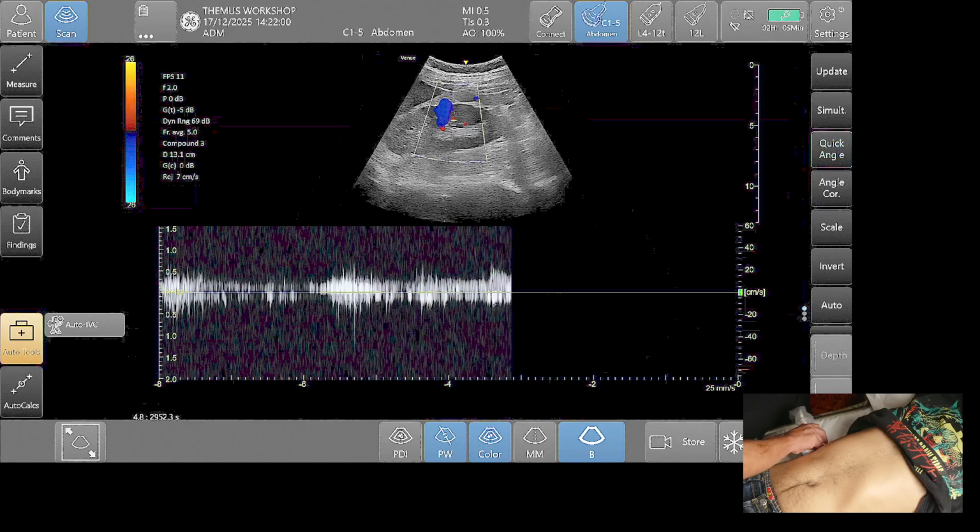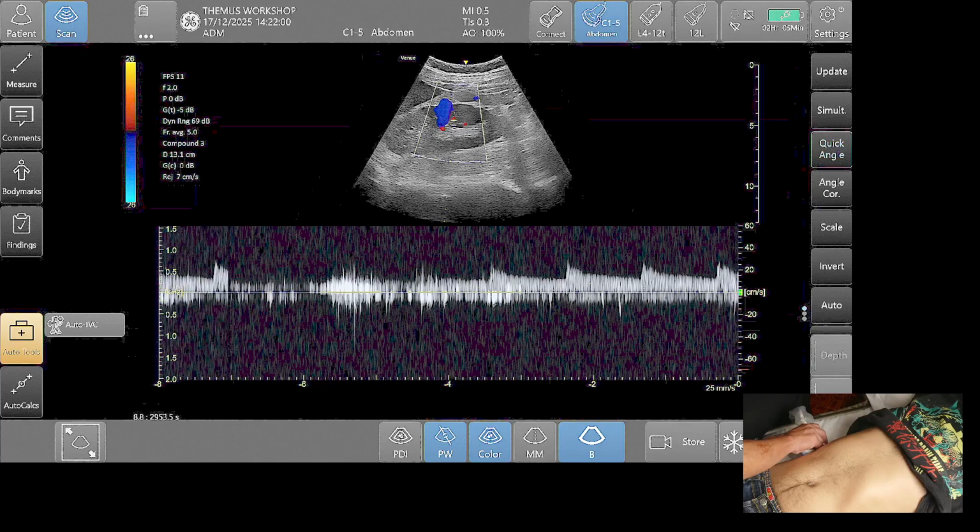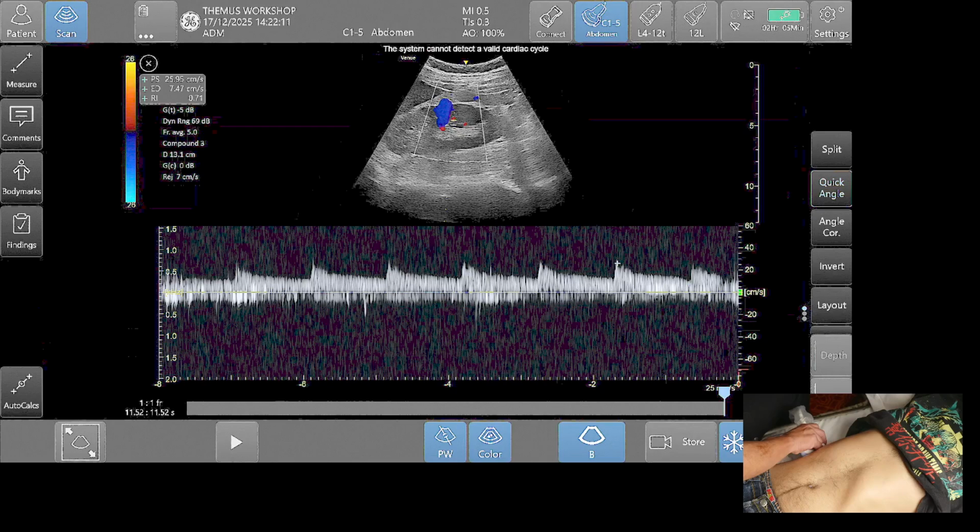So that's why this view is sometimes more challenging. Right here, we can sample both the renal artery and the vein, right? Venous flow will be continuous, and the arterial flow will be the low resistance one. All right, that's the demonstration for the VExUS.